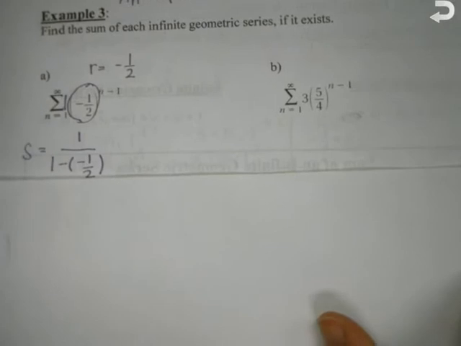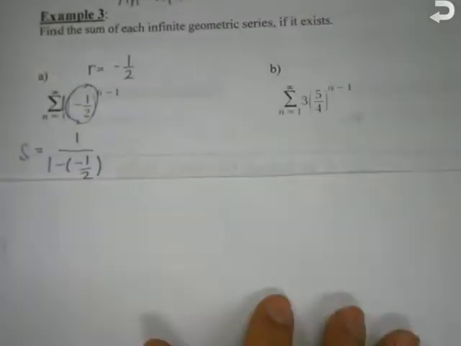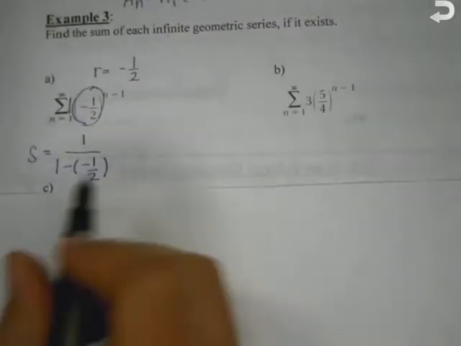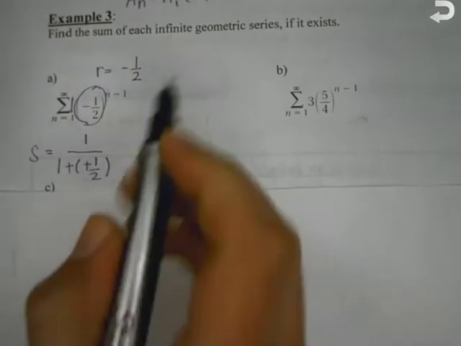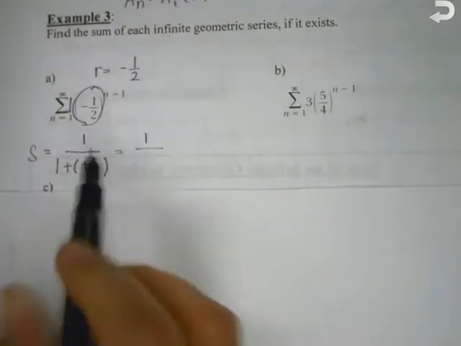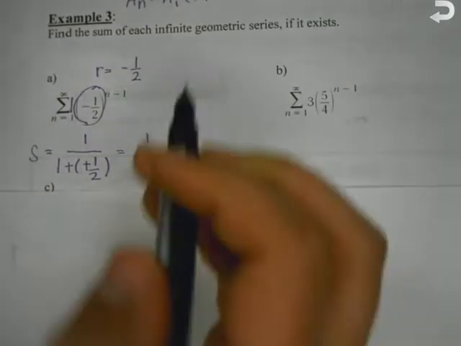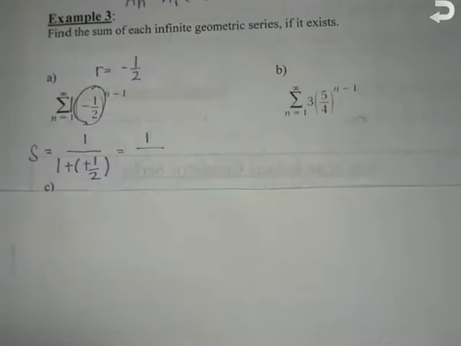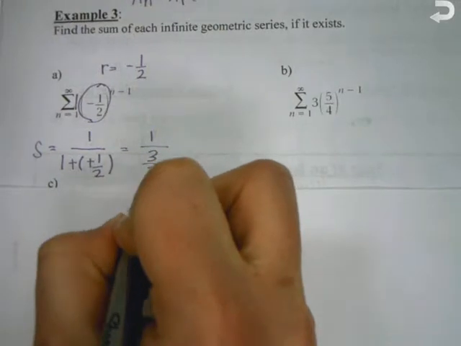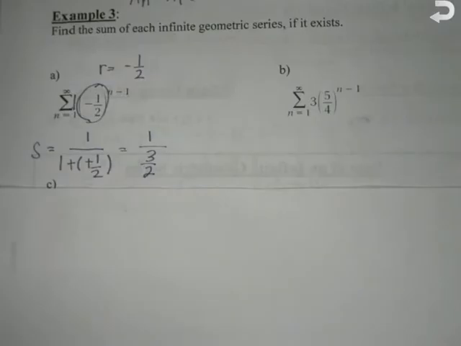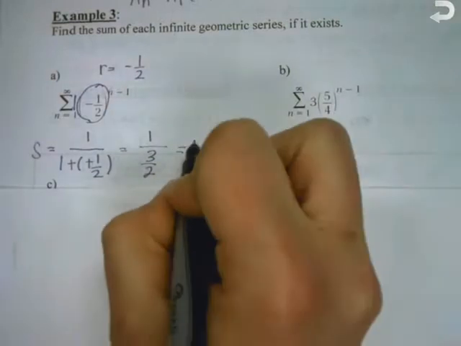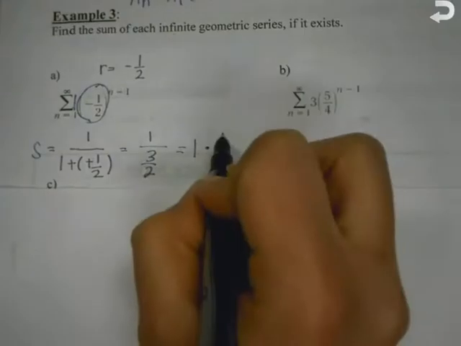Okay, minus a negative becomes what? Positive. So this is the same as 1 over, what's 1 plus 1/2? 1.5, which is 3 over 2, right? Yes? Okay. Dividing by a fraction is the same as multiplying by the reciprocal, so this is 1 times what? 2/3. So what's my answer? 2/3.